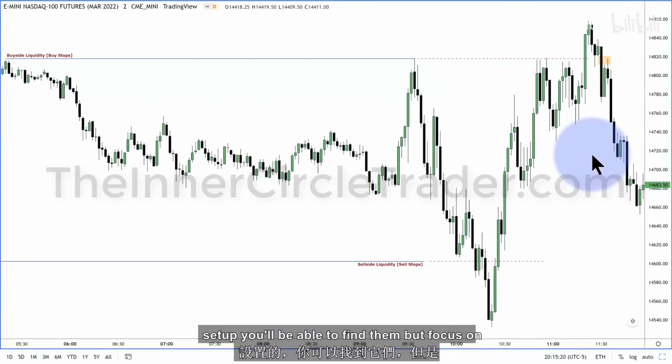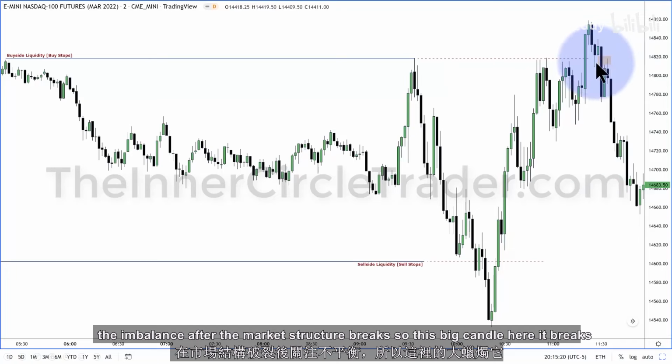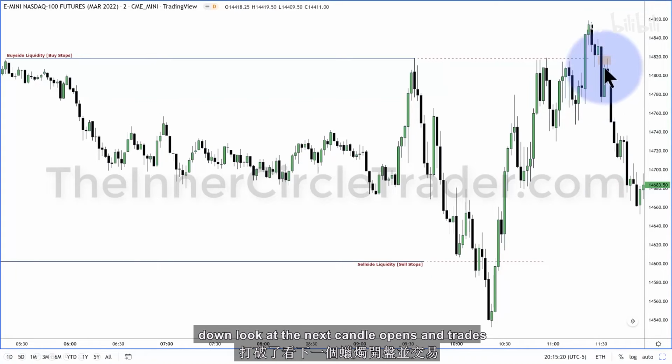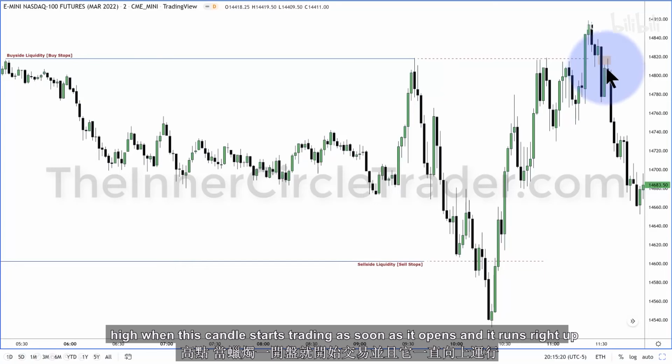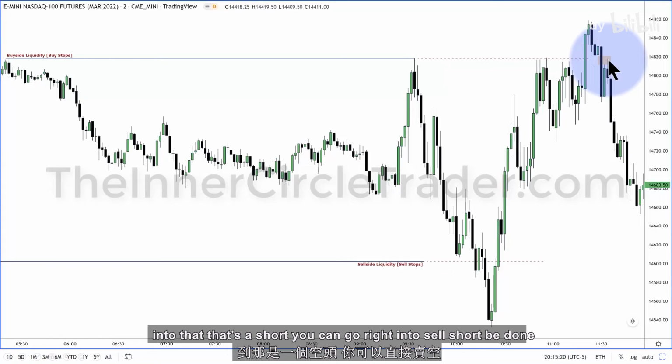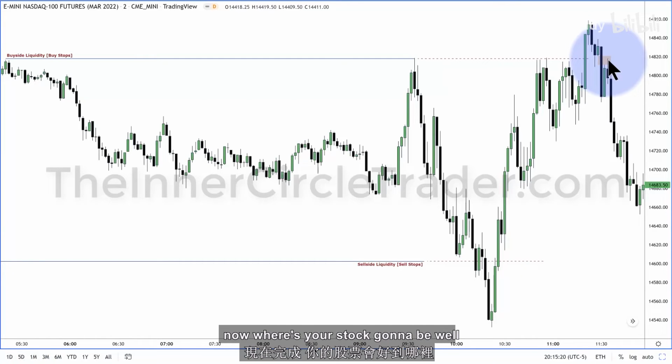But focus on the imbalance after the market structure breaks. So this big candle here, it breaks down. Look at the next candle. It opens and trades higher and stops right there. So from this candle's low and this candle's high, when this candle starts trading, as soon as it opens and it runs right up into that, that's a short. You can go right in there, sell short, be done. Now, where's your stop going to be?